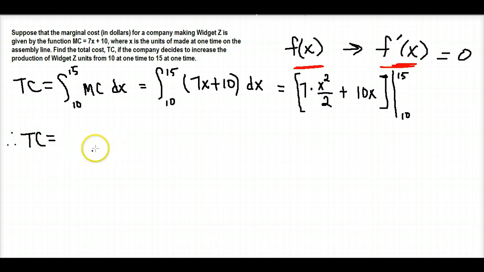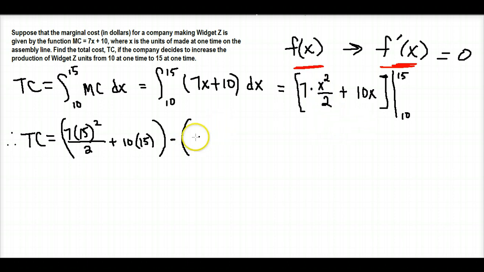So therefore, doing that, we see here that we're going to evaluate this. We're going to plug in 15 in for x the first time, and then subtract from that when we plug in 10 the next time. So we're going to put 15 here, all that over 2 plus 10 times 15. And then we'll subtract that from doing the same thing again, but now we put in 10.